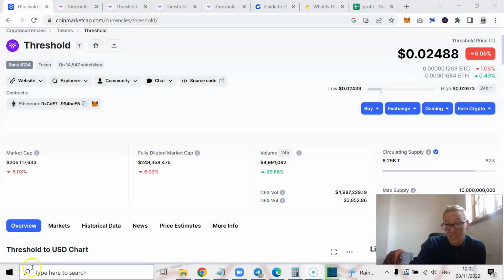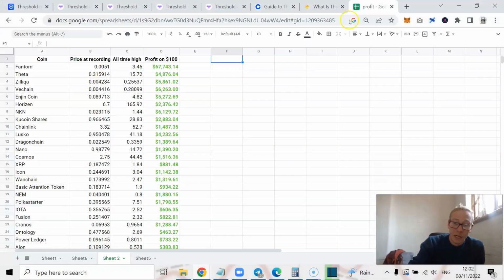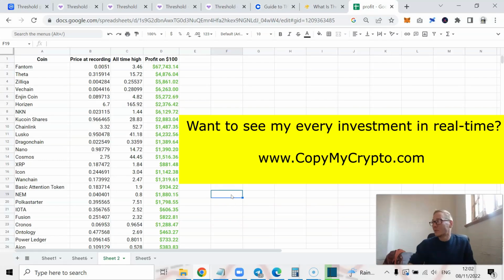So it would be something that I would keep away from until we find out where governments stand on privacy coins, which I can tell you where they stand. They don't like them. But are they going to force delisting? That's a different question.